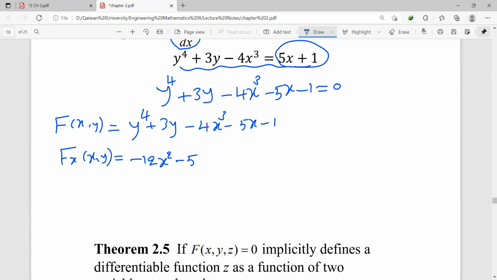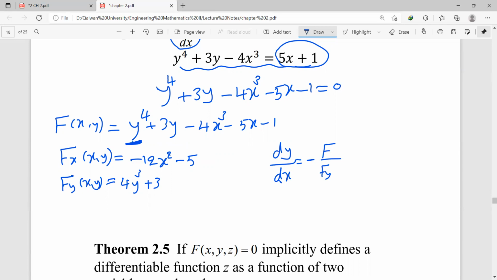To find f sub y, the derivative of y to the power 4 is 4y cubed. Then plus 3. Other terms become 0 because we have no y in the other terms. These are f sub x and f sub y. So dy by dx equals minus f sub x divided by f sub y.